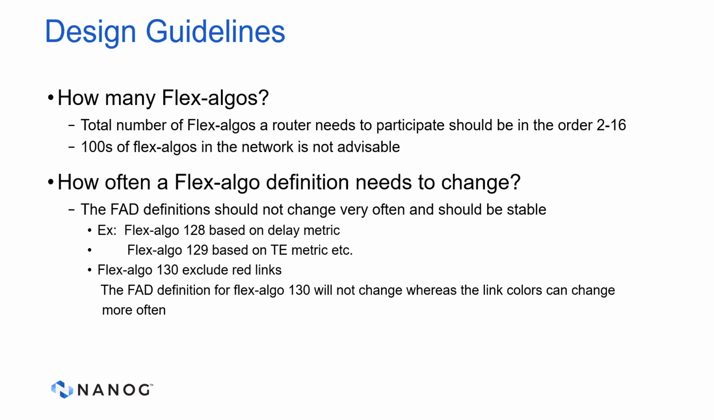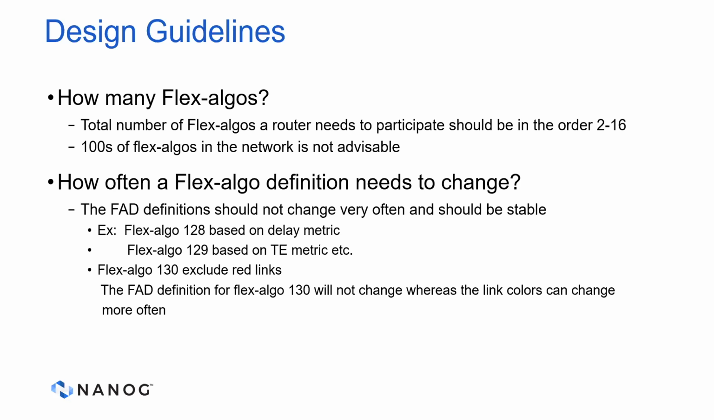Another design guideline is how often a FlexAlgo definition needs to change. You have designed a certain FlexAlgo with a certain definition: the metric type, calculation type, and constraints. This most likely is going to remain constant all the time. Even if it changes, it should change very rarely, and the FlexAlgo definition has to be very stable in the network. So let's say FlexAlgo 128 is based on delay metric and 129 is based on TE metric. That doesn't change at all. Most likely it will remain stable all the time in your network.